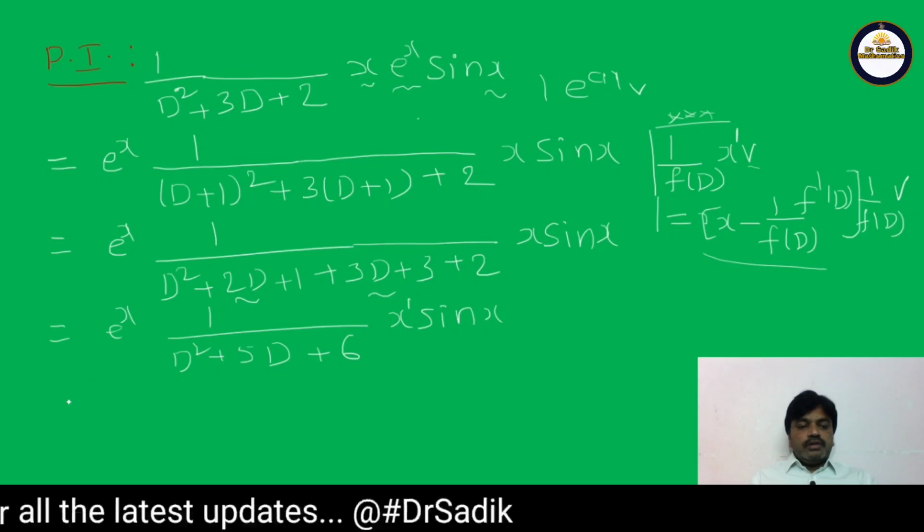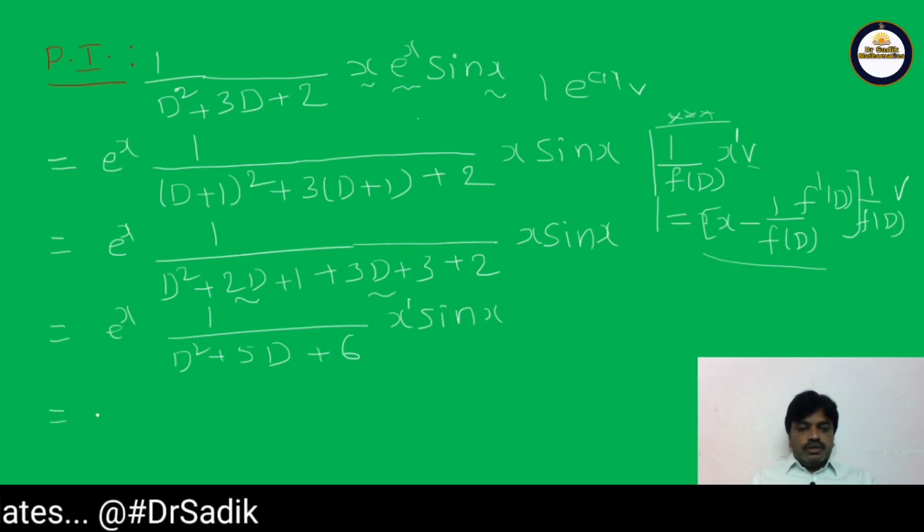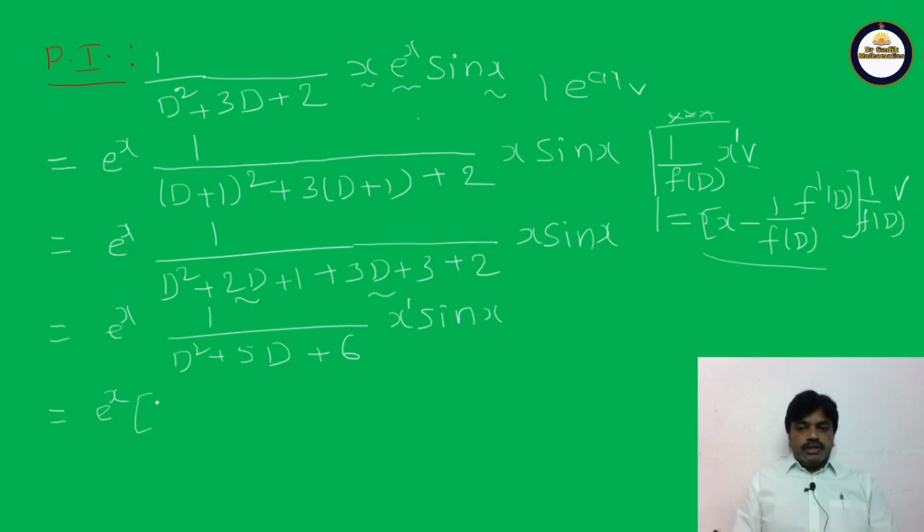Okay, now I want to write like that, friends. So that is equal to e power x bracket x minus 1 by f of D. 1 by f of D is D square plus 5D plus 6. F dash of D means derivative of this one, friends. So derivative of D square is 2D, derivative of 5D is 5, since derivative of D is 1, plus derivative of constant is 0. So finally we get here 2D plus 5.